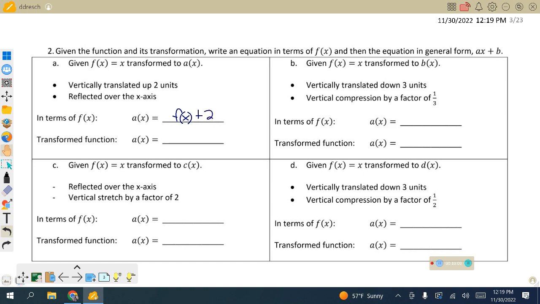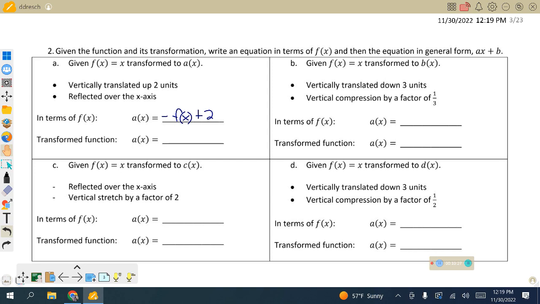Now they also said I want to reflect it over the x-axis. So what does that mean I have to have? And where does that negative have to be? That's it. That's what we want to do. Take that description, write the equation. Now that's what we say in terms of f of x.